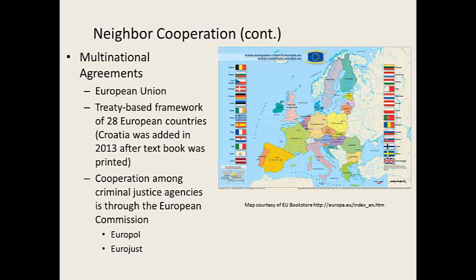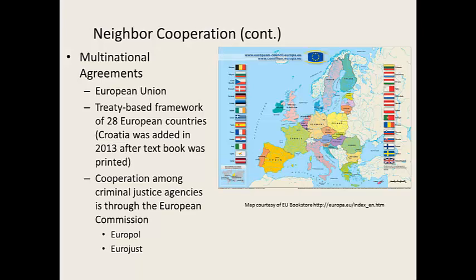Your textbook was written or went to print before the most recent country was added to the European Union. As a result, your textbook says that there are 27 European Union countries. There are, in fact, 28 now. Croatia was added in 2013. These countries, working as part of the European Union, have come up with a variety of ways in which they can share everything from economics to, in our case, justice systems.